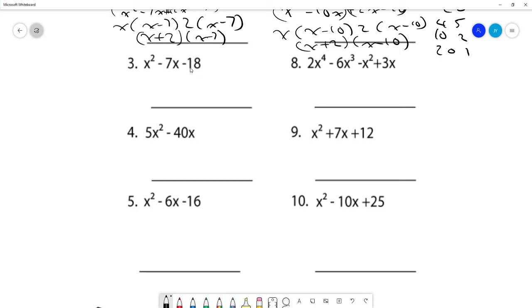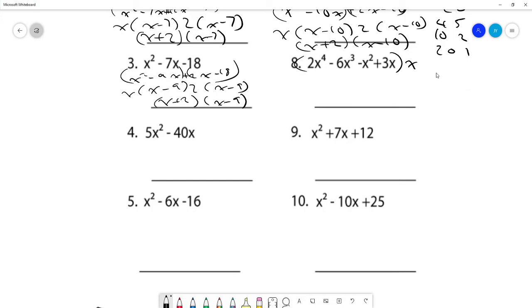Negative 7, 18. Think about that. 9 and 2 works out for that, so it's going to be x squared minus 9x plus 2x minus 18. Take out the x there. Let's get 2x3 minus 6x3 minus 2 x plus 3.